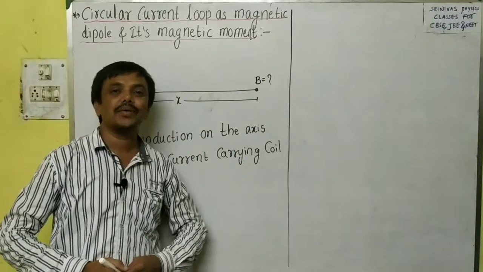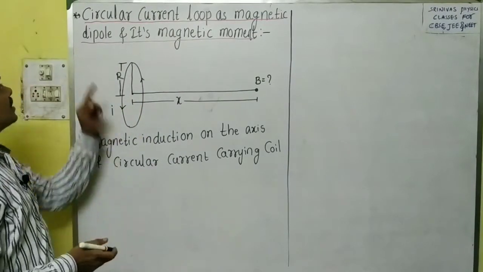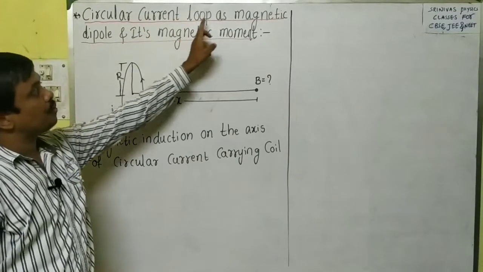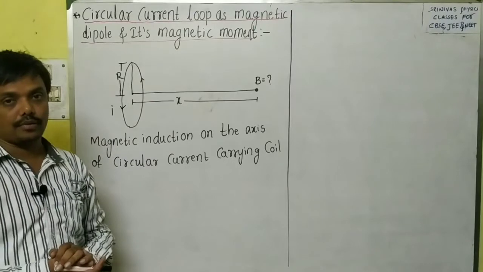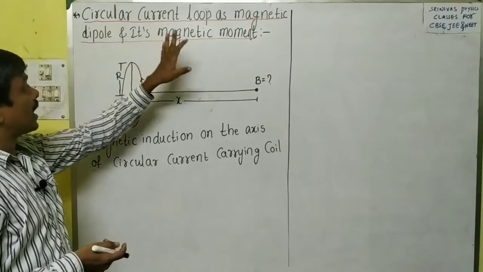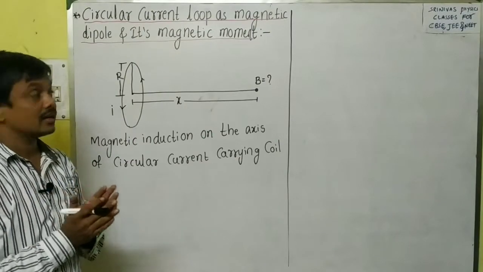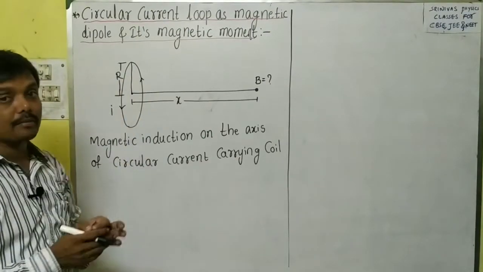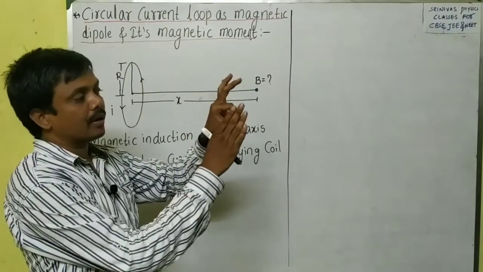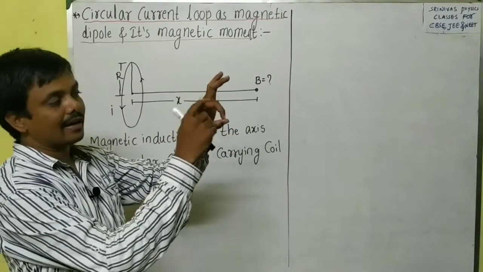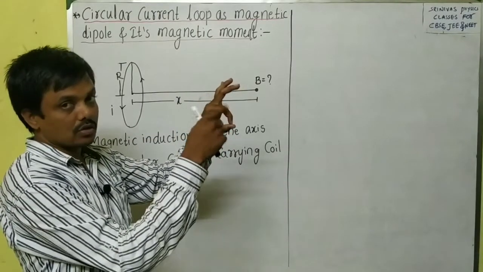Hi to all. Now I am going to explain one important topic in magnetism, that is how a circular current loop acts as a magnetic dipole. Magnetic dipole means magnet. This current loop behaves like a magnet. This is a wire, wound one turn, that is called a loop.